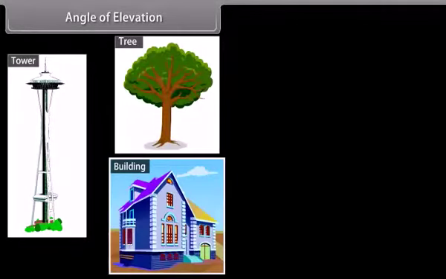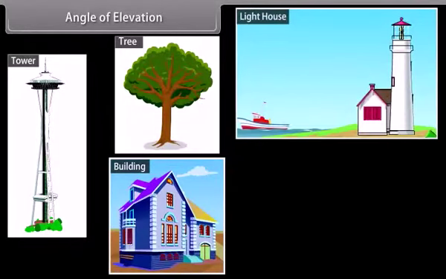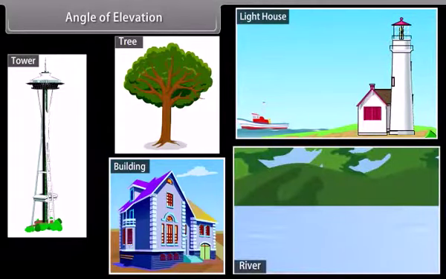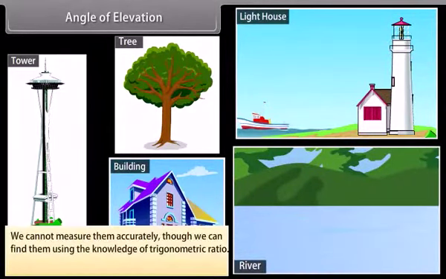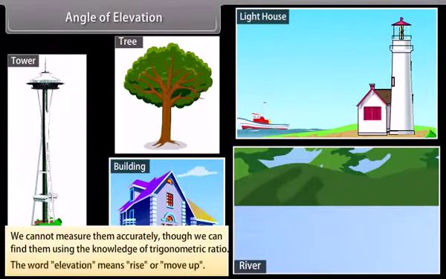Angle of elevation. Sometimes we are required to find the height of a tower, tree, building, and distances of a ship from a lighthouse, width of a river, etc. We cannot measure them accurately, though we can find them using the knowledge of trigonometry ratio. The word elevation means rise or move up.